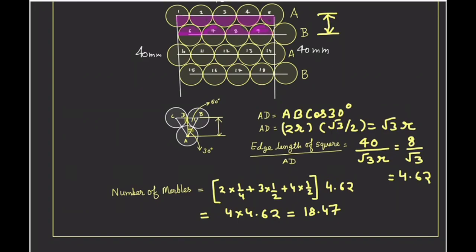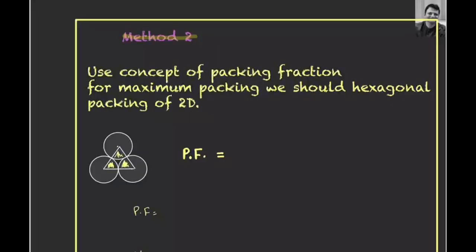So this is the first method by which we have solved this problem. I think the second method is easier. So let us solve the problem by method 2. Use the concept of packing fraction for maximum packing. We should use hexagonal packing of 2D, right? So we have to use hexagonal packing in 2 dimensions. In hexagonal packing we can take an equilateral triangle in order to calculate the packing fraction.